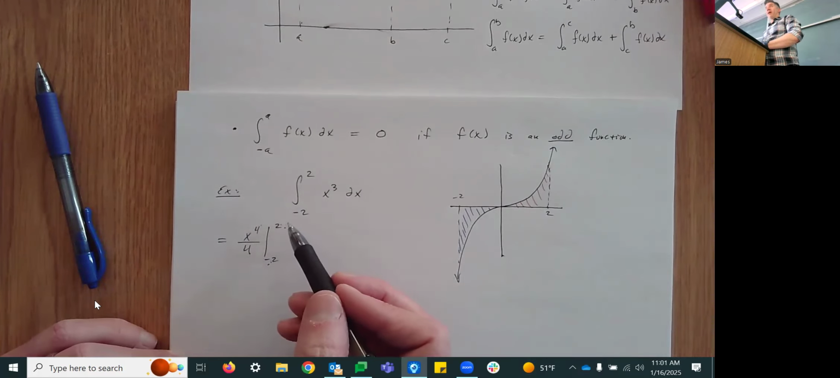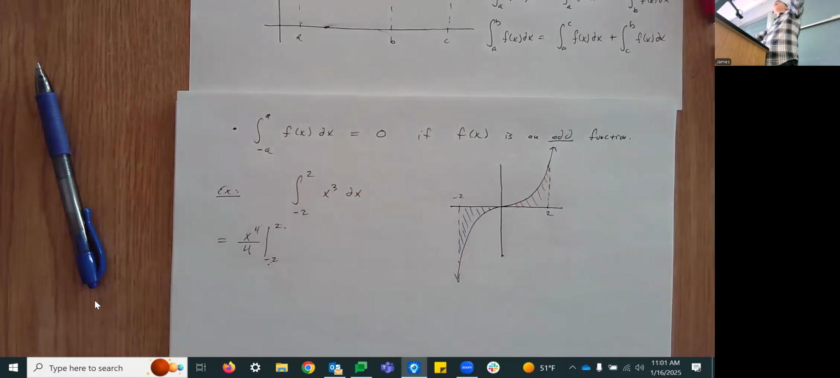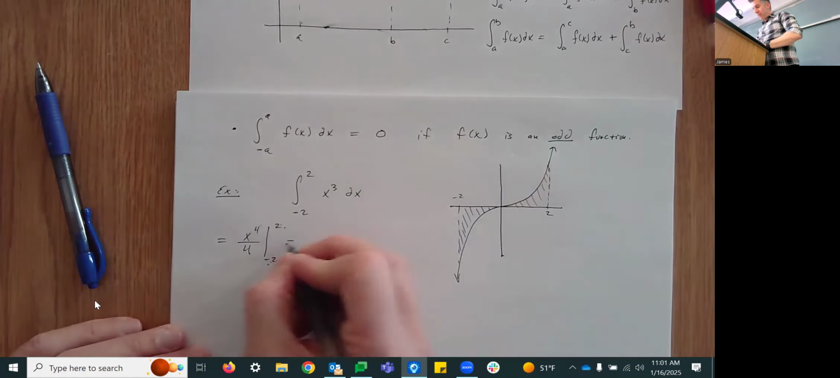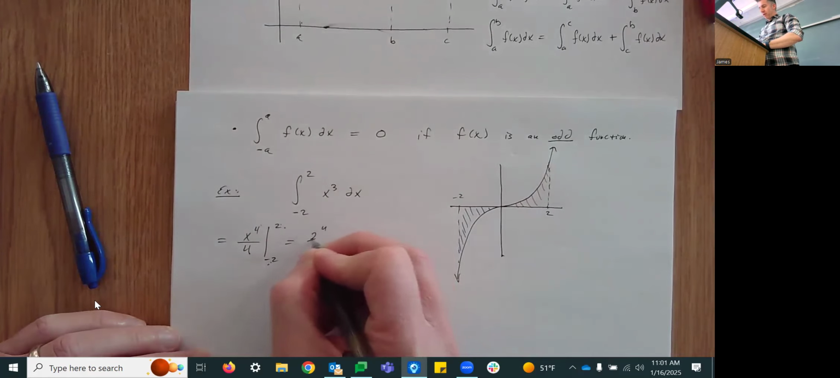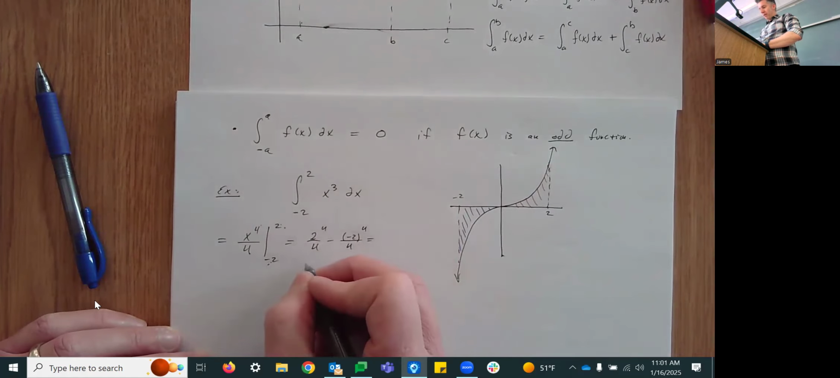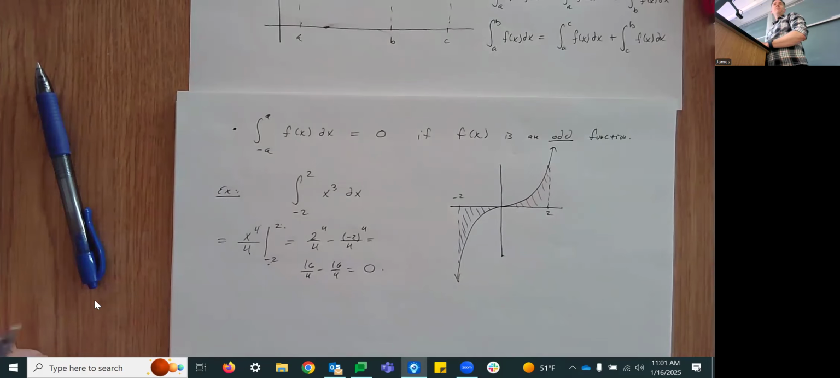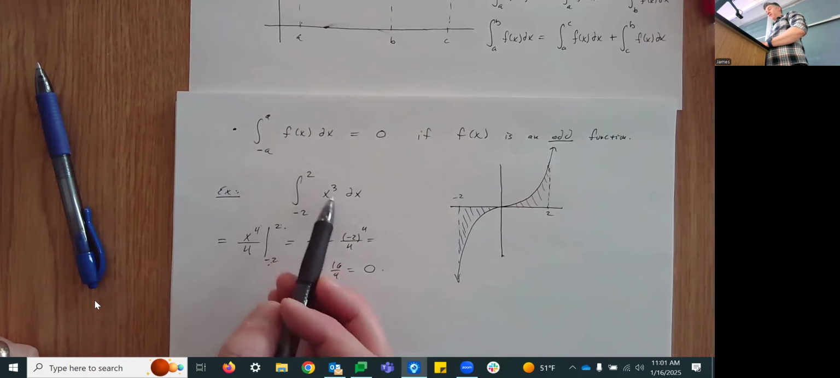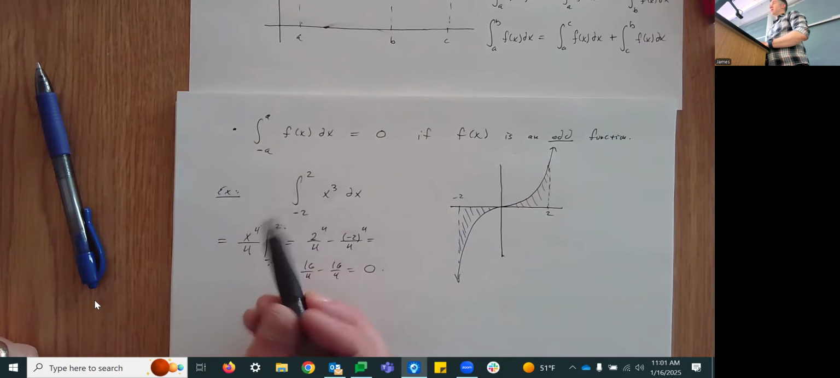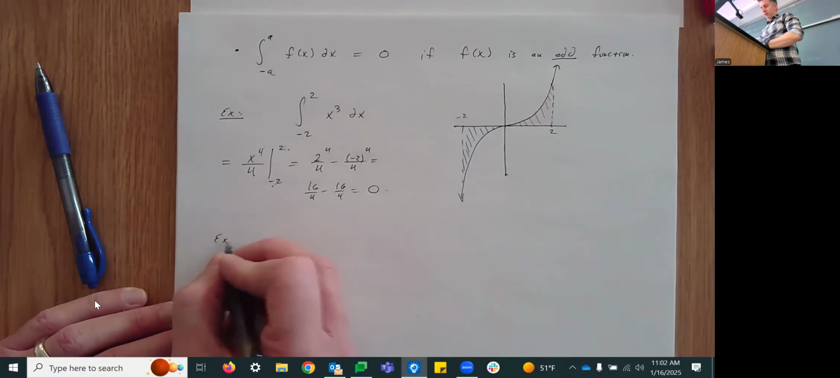It is incorrect to say it a different way. Not that any of you said that, I just want to stop you before you even have the chance of saying it from the top to the bottom, because that is not correct. But if I plug in my points here, I get 2 to the 4th divided by 4 minus negative 2 to the 4th divided by 4. And hey, look, that's 16 over 4 minus 16 over 4, which is definitely 0. So if you have an integral from a negative number to a positive number of an odd function, that's going to equal 0. Let me show you one more example, and then let me show you what we use it for.